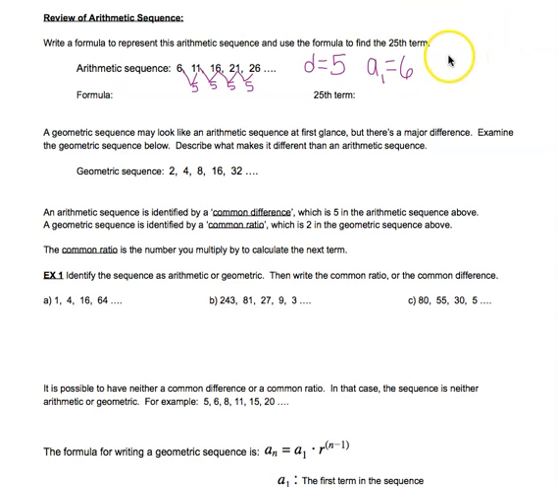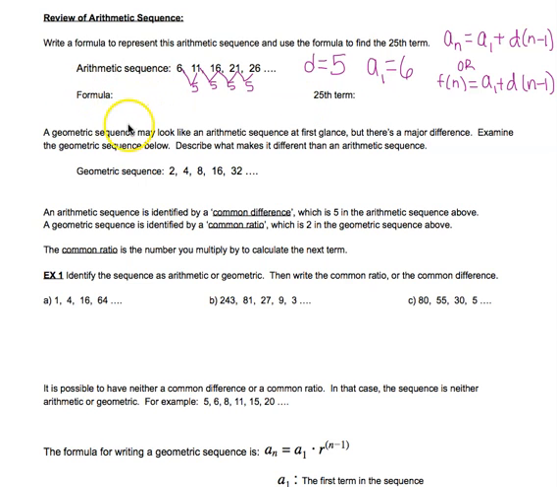Remember that our formula for the nth term, which we can either write a sub n equals or f of n equals, depends on whether you're using function notation or not, but either way, it's always first term plus the common difference times n minus 1. And that doesn't change just because we might use f of n notation. It means the same thing. So this is our formula.